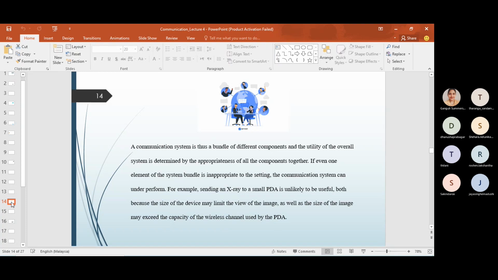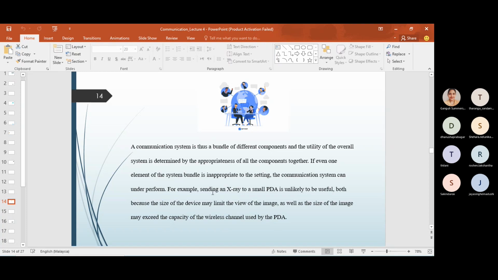Okay, so that's why in a communication system, I told you that you have to make sure that you use all these 8 elements appropriately. Okay, so even if a single element, එක element එකක් හරියට පාවිච්චි වුණේ නැත්නම්, even if one element was inappropriate, the communication system will underperform. Underperform කියන්නේ it will not perform properly.